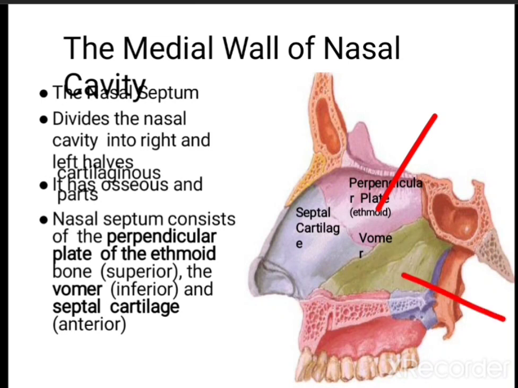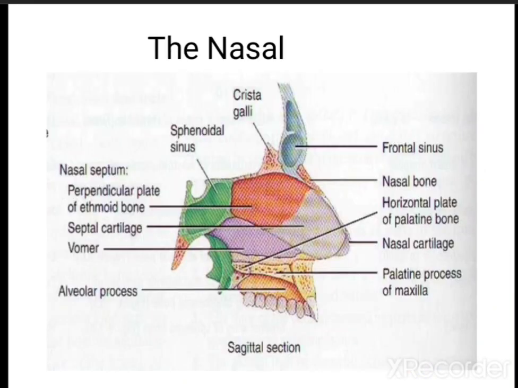So these are the bony parts which are forming the medial wall, and this is the septal cartilage, which is the cartilaginous part of the medial wall. So here we can see the nasal septum, two bones, the vomer and the ethmoid bone, and the cartilage is the septal cartilage.